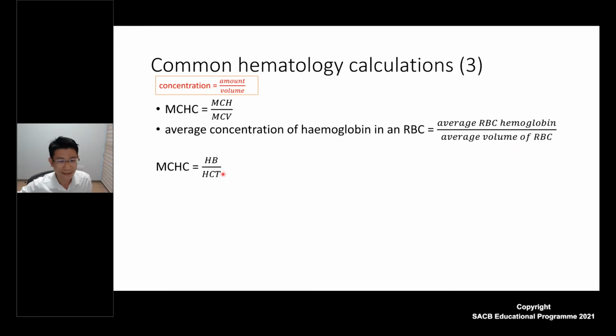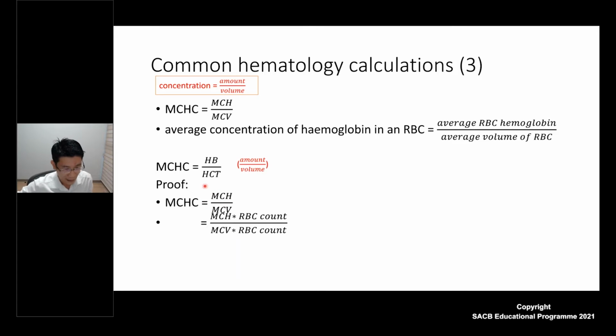You may also see this equation, Hb over Hct, but actually they are the same. So, amount divided by volume. In fact, what happens is that your amount is the hemoglobin divided by the volume occupied by the RBC. So what we can do is that this is exactly the same as this.